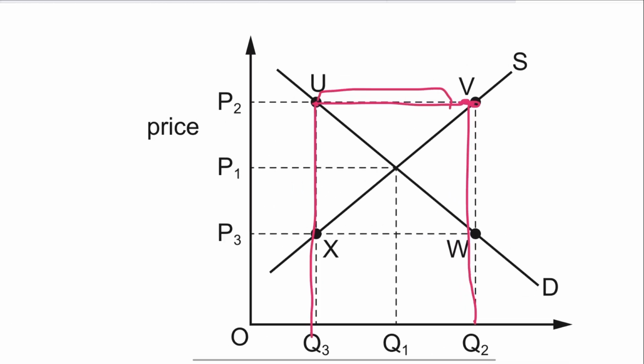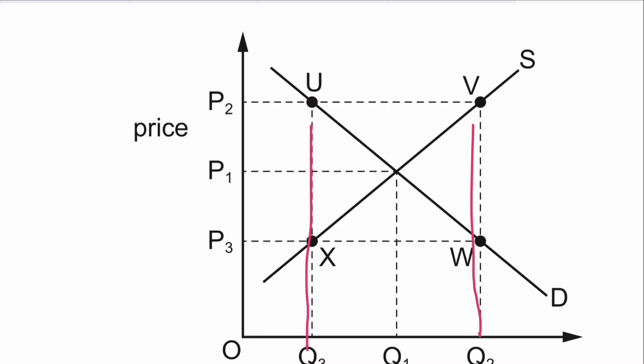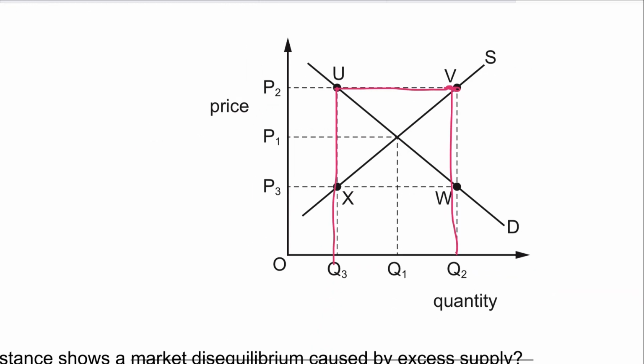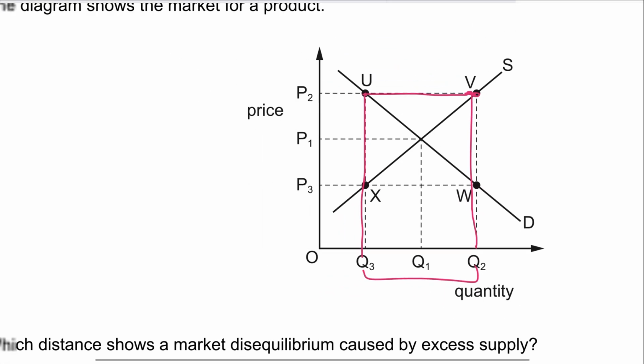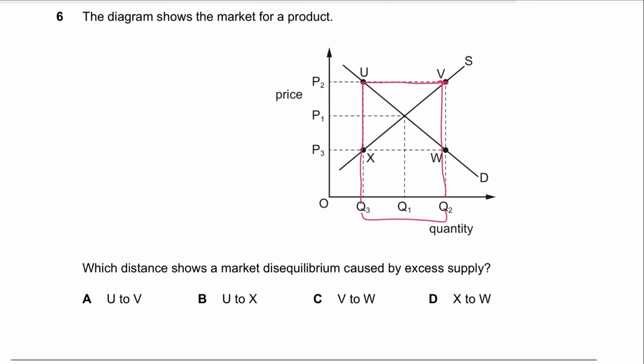By the way, sometimes they could give you alphabets, and they could ask you to calculate this distance for surplus or this distance for shortage. XW is for shortage, UV for surplus. Sometimes they could also ask you to measure from the quantity axis. So Q3 minus Q2 or Q2 minus Q3 is simply representing your surplus quantity. UV should be the answer for surplus. Surplus is a disequilibrium. By the way, shortage is also a disequilibrium. Excess demand and excess supply are disequilibriums, because quantity demanded is not equal to quantity supplied.